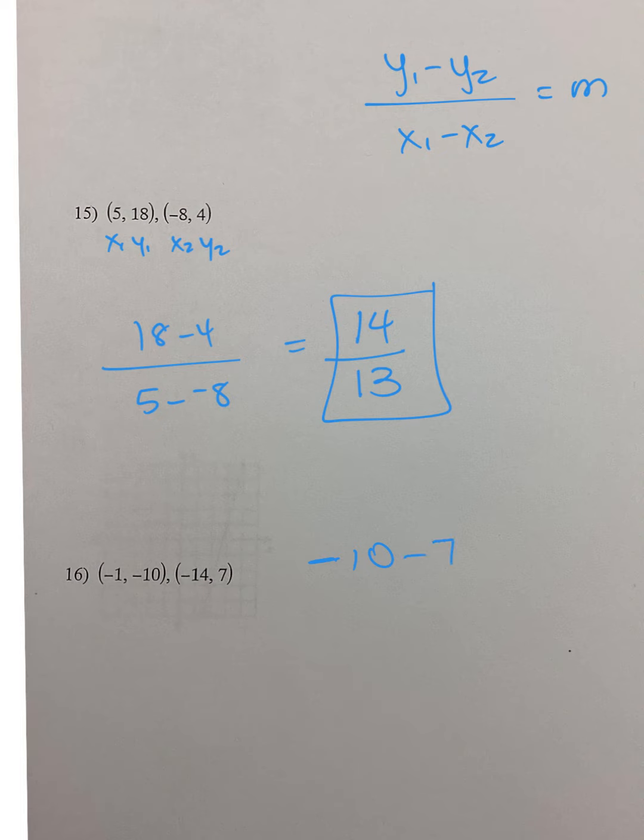Number 16, same thing, y's first. First one minus the second one over the first one of x minus the second one. Remember, if the number is negative, there's 2 negatives here. So this is going to be negative 17 over 13. Watch your signs. Use your calculator if you're not good at that.